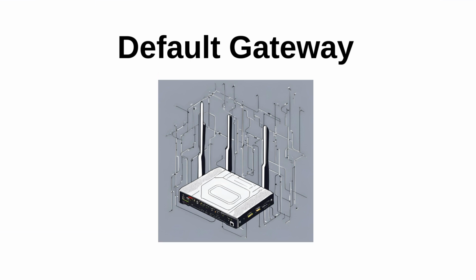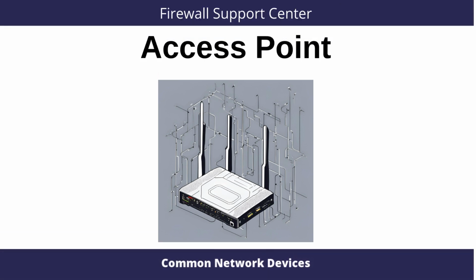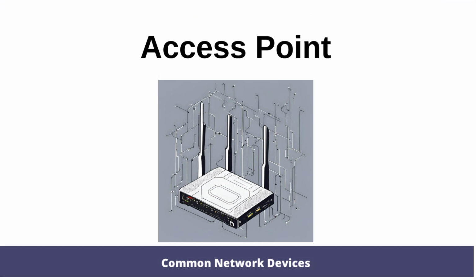Access point. An access point, AP, is a network device that connects to a router or wired network and broadcasts a Wi-Fi signal, enabling wireless devices to connect to a wireless network. A wireless repeater extends the Wi-Fi network range by retransmitting the signal from a wireless router or AP.